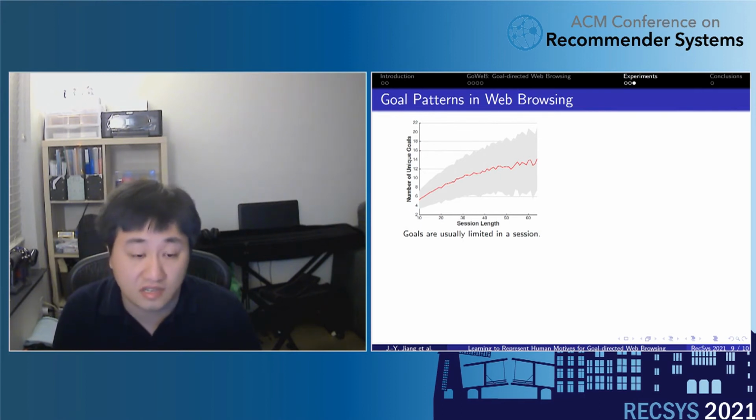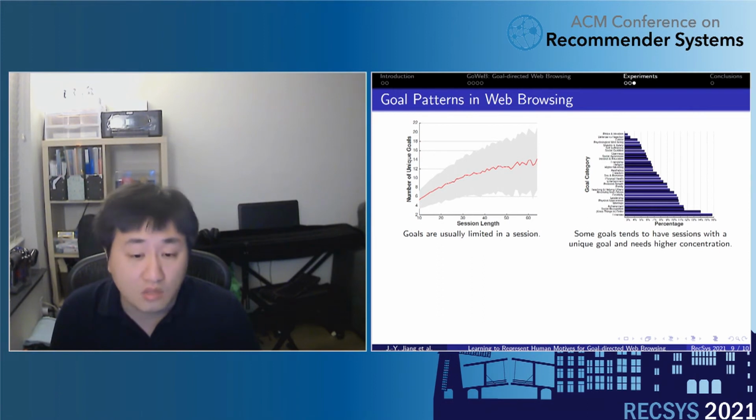So even just like the station could have about 60 web page visits, and it could only include about 10 goals. And those 10 goals are also usually similar to each other. Some goals may tend to have stations with a unique goal, and they may need higher concentration. Like for the finance goal, you may need to be more concentrated. So it also motivates us that different goals may need different procedures. So this is also important for us to model the human goals inside the station.